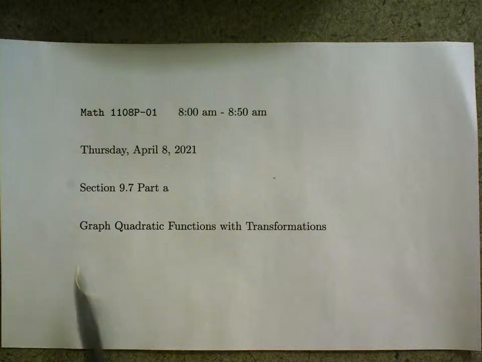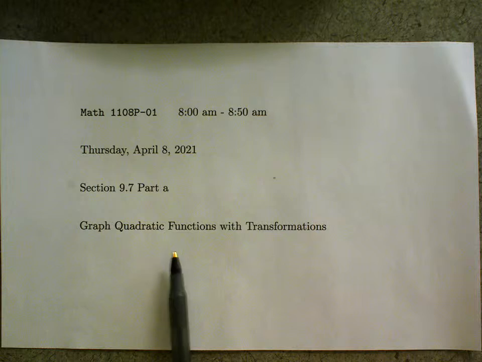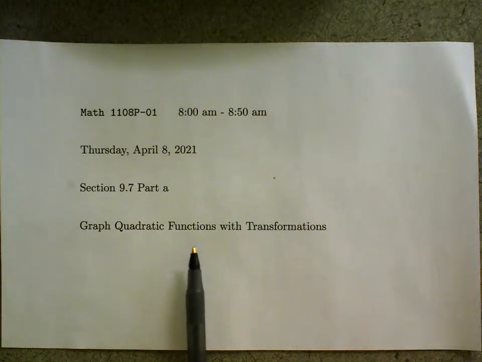Today we'll be in section 9.7. This is another section on graphing quadratic functions, but in this section we will discuss how to graph quadratic functions by transformations horizontally and vertically.